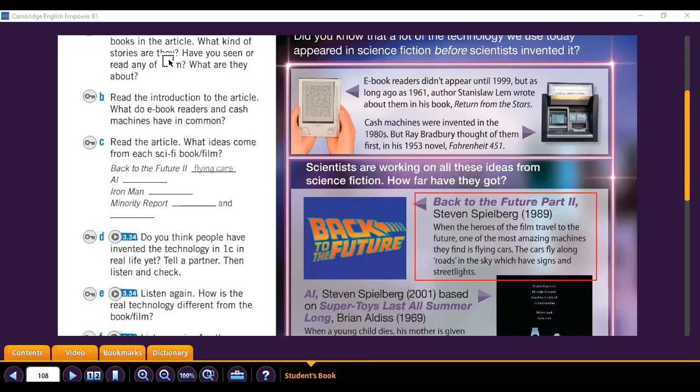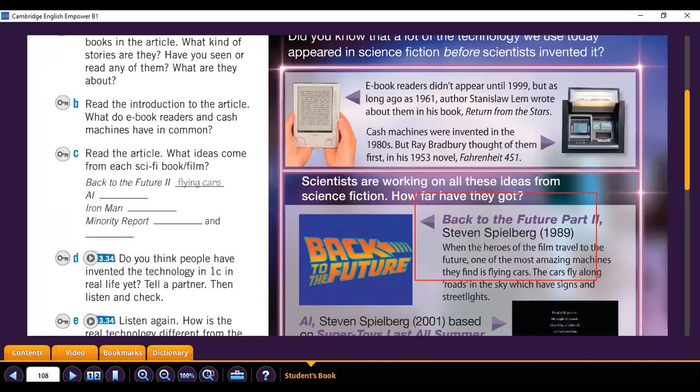Sí, Volver al Futuro Parte 2. You have seen this movie, right? Just let me make it bigger. Vamos a hacerle un poquito más grande. Y nos dice aquí.